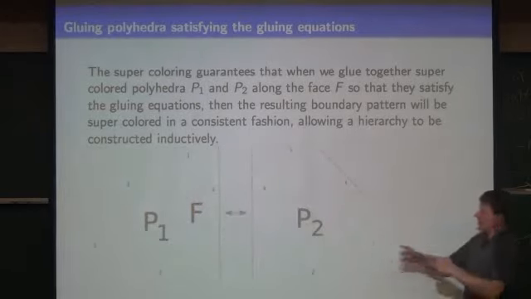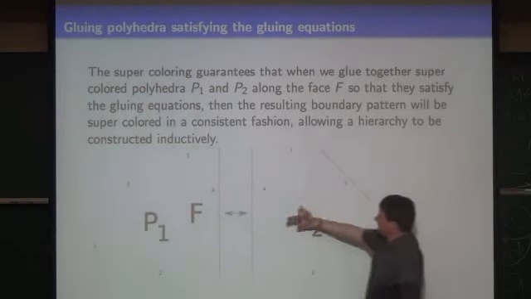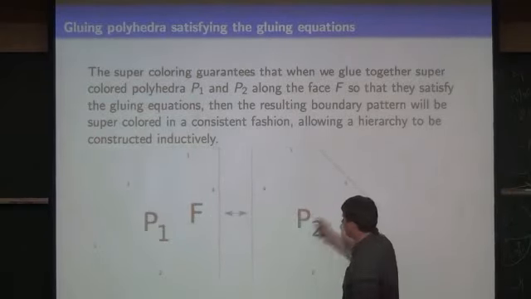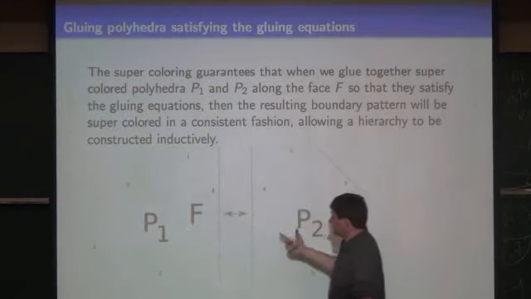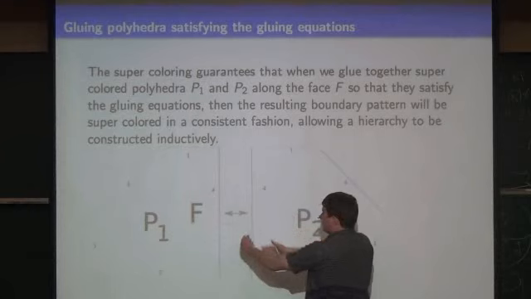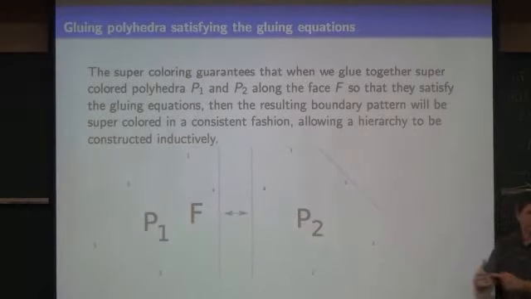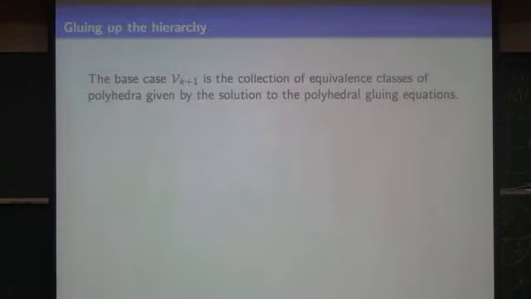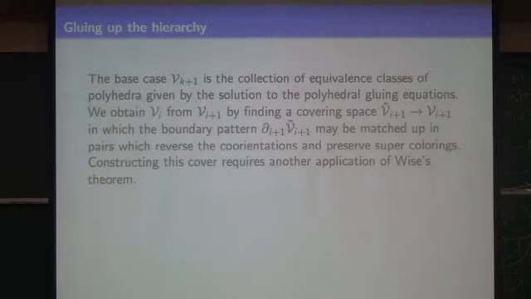In each stage, you have already glued up all the colors that are bigger than 4. So there might have been some other guys from previous stages that are present here, but when you glue them together, the higher colors don't necessarily have to match. So the base case is this collection of polyhedra. You keep gluing them together.